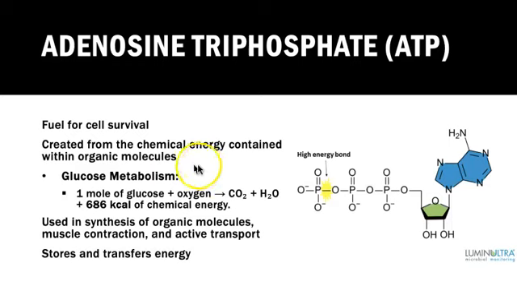Just for example, in glucose metabolism, if we have 1 mole of glucose and oxygen is present, we are going to drive that reaction forward and get carbon dioxide, water, and 686 calories of chemical energy. Just to give you an idea of what 1 molecule of ATP can give us. Now, we also know that sometimes we can break off these phosphate bonds here and we can release some energy. So if we were to break off just 1 phosphate here, we would then get our ADP, adenosine diphosphate, and we would release 7 calories per mole.